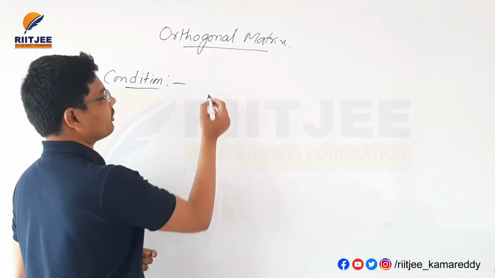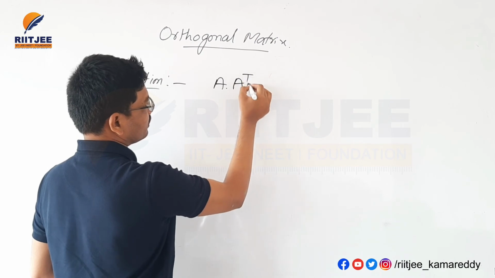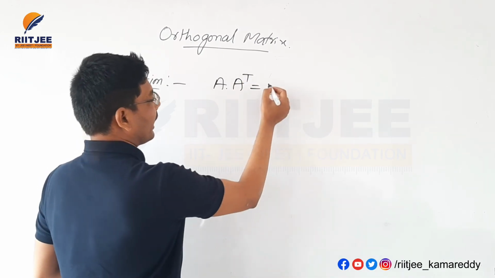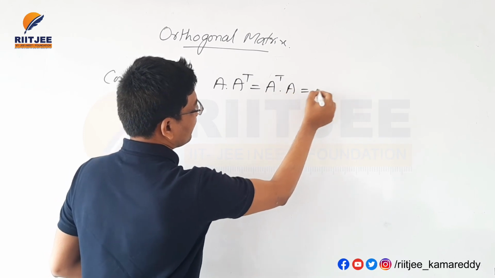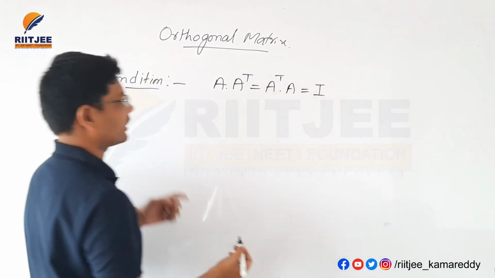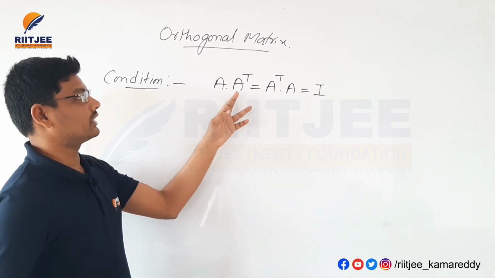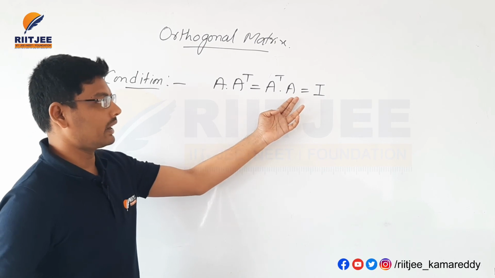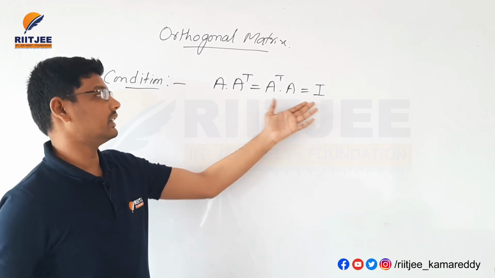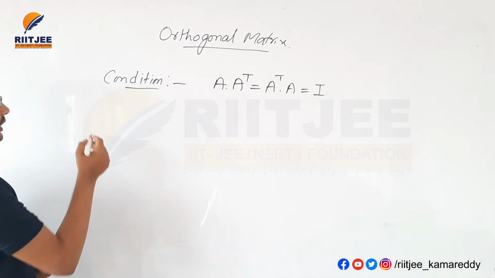If A is a square matrix, A into A transpose equal to I and A transpose into A is equal to I is called the orthogonal condition. Here the product of a matrix and its transpose, and the transpose of a matrix and the matrix, gives the identity matrix. Let us take one example of an orthogonal matrix.